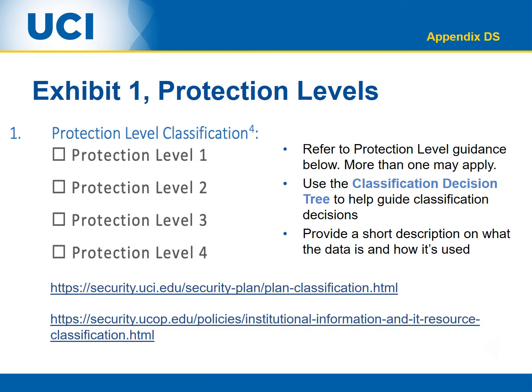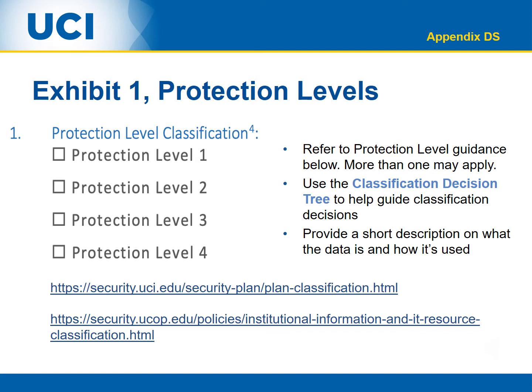So, protection levels in Exhibit 1. If you have any questions about what that means, there are a couple of URLs here at the bottom. The first one is a UCI site where we talk about all the protection levels and what they are. The second URL is similar information at UCOP. So refer to that guidance if you need more information on protection levels. Protection level 1 is basically low-level public information, and all the way up to protection level 4, which is really toxic, regulated information like social security numbers or credit card numbers, medical information, that sort of thing.